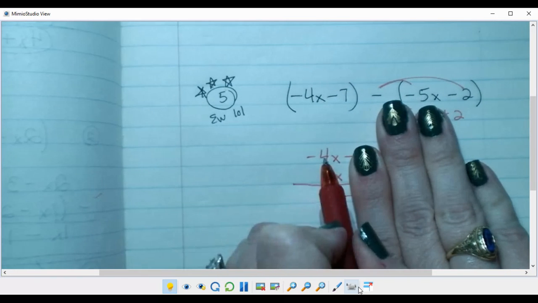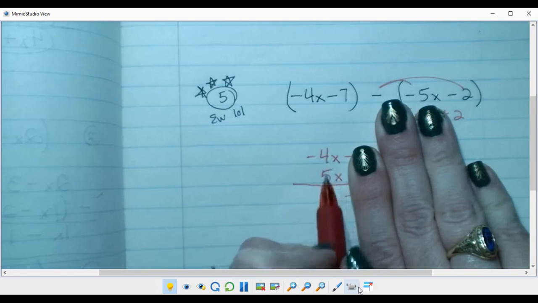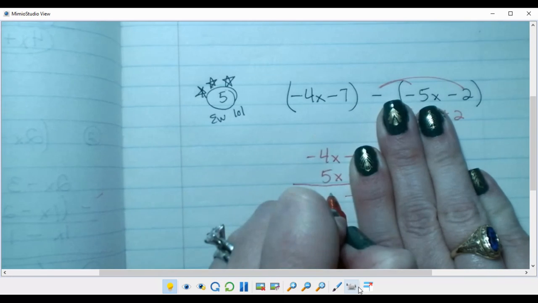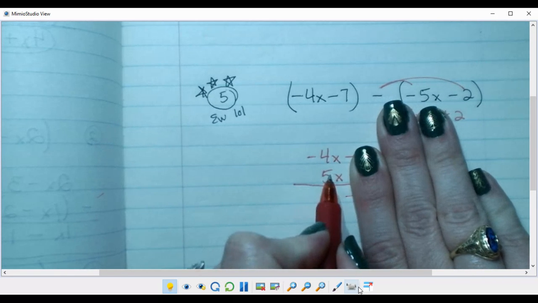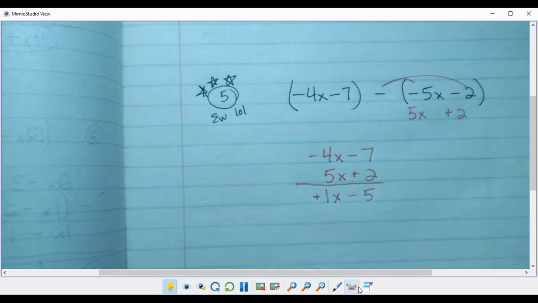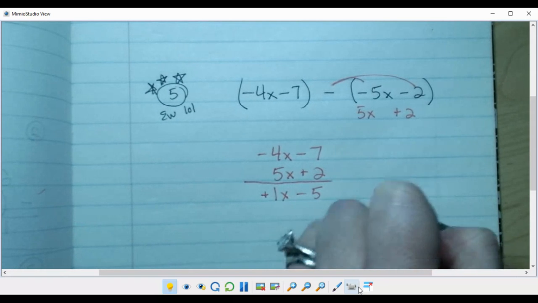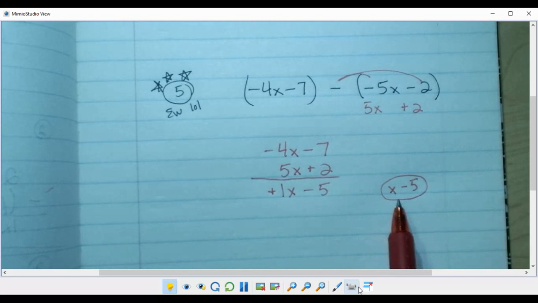And then I've got negative 4x and positive 5x. Again, some reds and some blacks. They're different, so I'll subtract. 5x minus 4x is 1x. I'll put the 1 for just a moment. The 5 pile was bigger. It was positive, so it's a positive 1. My final answer is going to be x minus 5. All of that boils down to x minus 5.